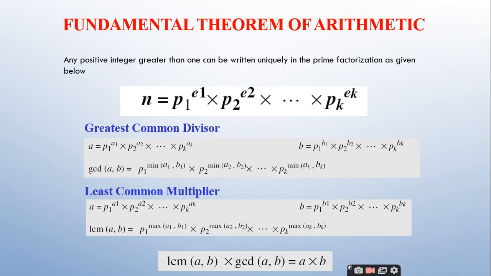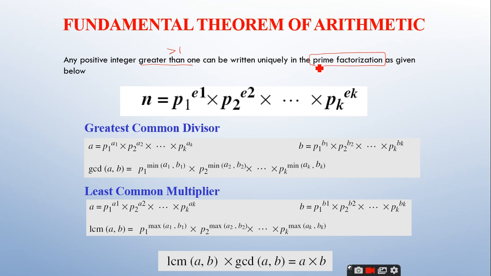So, the first point we are going to discuss is the fundamental theorem of arithmetic. Here, any positive integer greater than 1 can be written uniquely in its prime factorization. Factorization means you find the factors, and prime factorization means we find the prime factors. That is the difference you should understand.